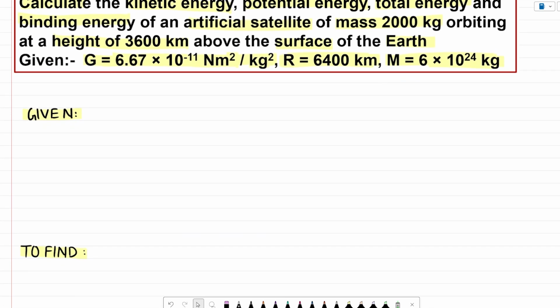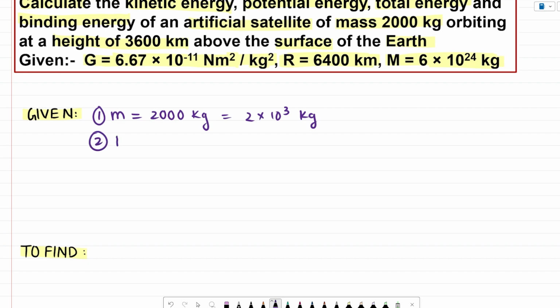So let us quickly write all the given data that's been given to us. The first quantity that's given to us is the mass of the satellite. We represent it using the symbol small m. This mass is said to be 2000 kilograms. So it becomes 2 into 10 raised to 3 kg. Just a simple way of representing 2000 as 2 into 10 raised to 3, easier for calculation.